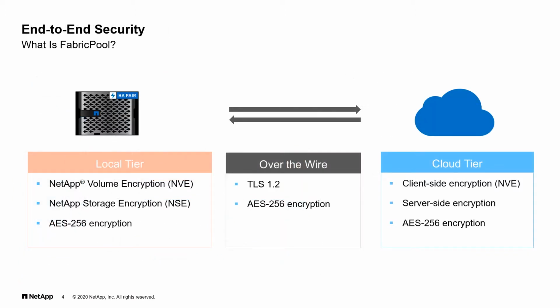Extending your data to an external tier doesn't mean that you have to compromise on security. Locally, there are a variety of features enabled across your systems that can encrypt your data, either completely or on a per volume basis. Across the wire, be it internally or out to the public cloud, there's end-to-end TLS 1.2. AES 256 encryption is available at all levels. Depending on your object storage target, you could also use server-side encryption as well as carry over the client-side NetApp volume encryption.